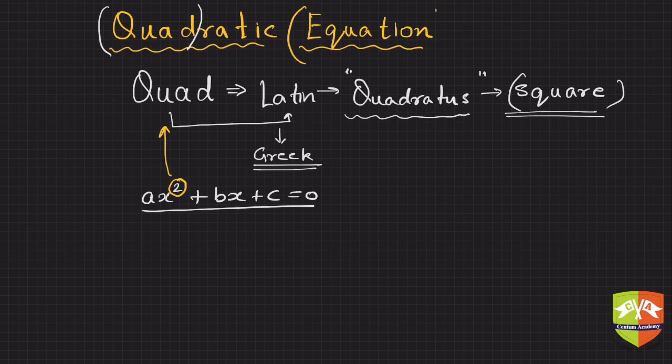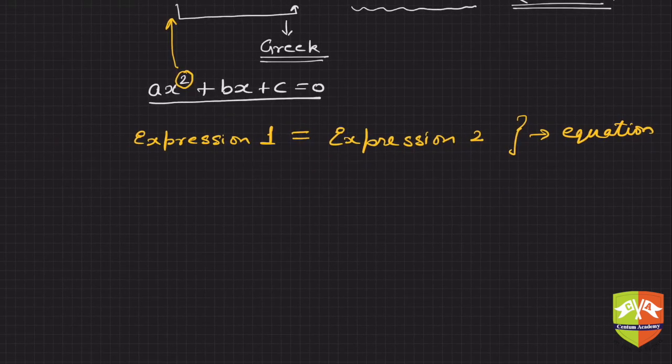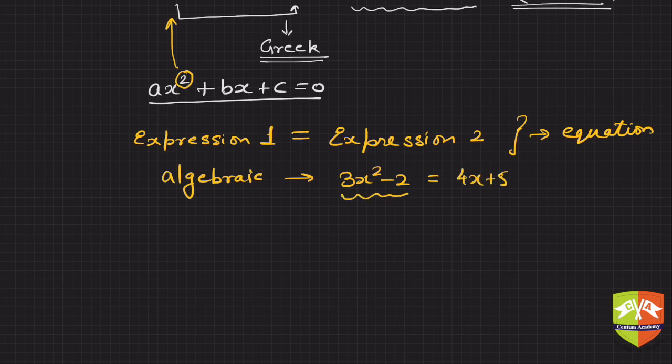Now the second part of this term is equation. So what is an equation, guys? If you have an expression 1 equated to expression 2, it becomes an equation, right? Now you would ask, what is an expression basically? We have already learned there are different types of expressions, or if you don't know, let me tell you, the expressions could be algebraic expressions. For example, 3x square minus 2 is equal to 4x plus 5. There is an algebraic expression in LHS and an algebraic expression in the RHS, which are equated with this equal to sign, and hence this is called an algebraic equation.